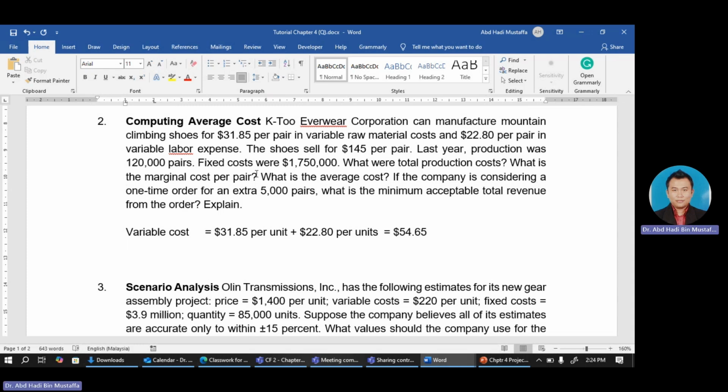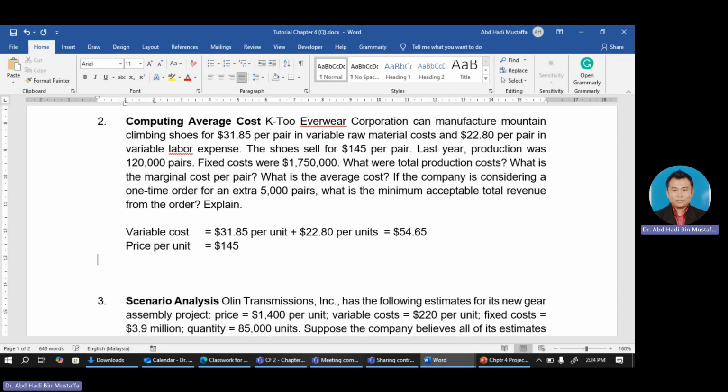Okay, now the next information: the shoes sell for $145 per pair. So the word sell indicates that it is a selling price, or price per unit. We call it price per unit, which is $145.